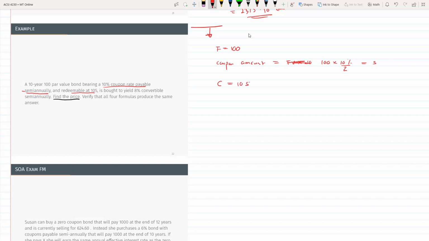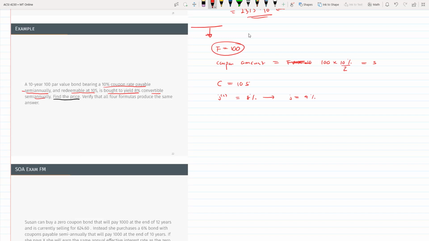Okay, the face value is the value you use to calculate the coupon amount. And bought to yield 8% convertible semi-annual. So basically this is nominal rate. So the rate per coupon period of 6 months is only 4%. What's given is actually J2, which is 8%. And from here, you can take the J, which is the effective rate per coupon period, which is going to be 4%. Okay? Because this is nominal rate.